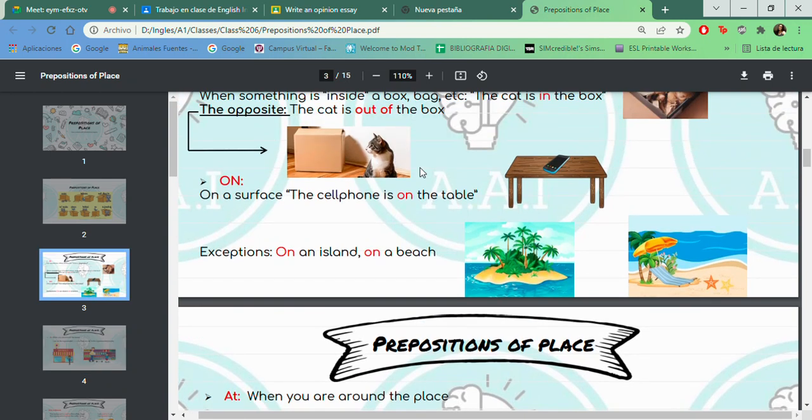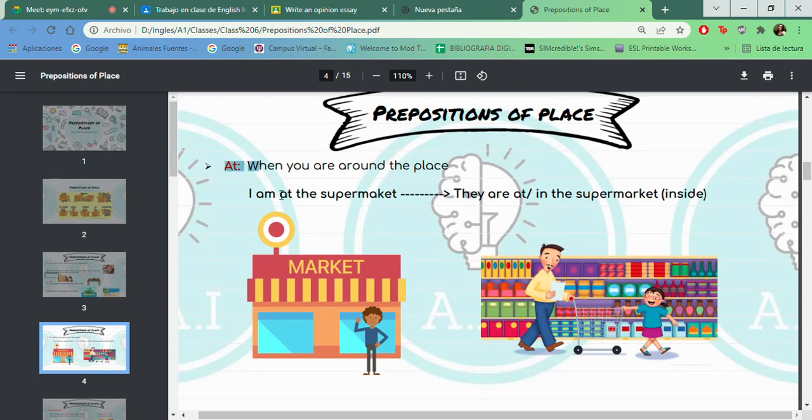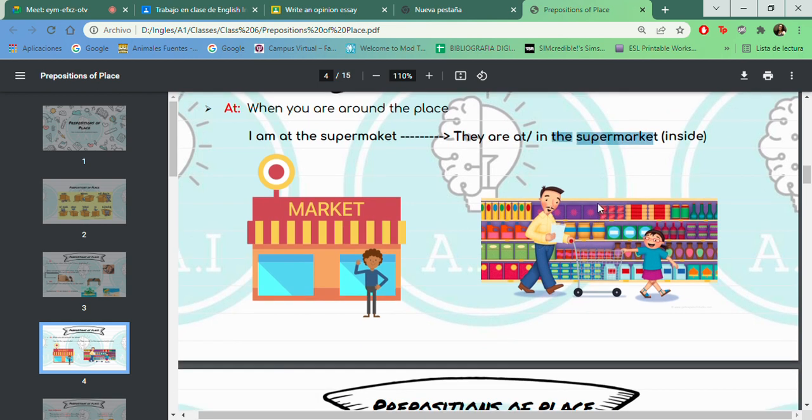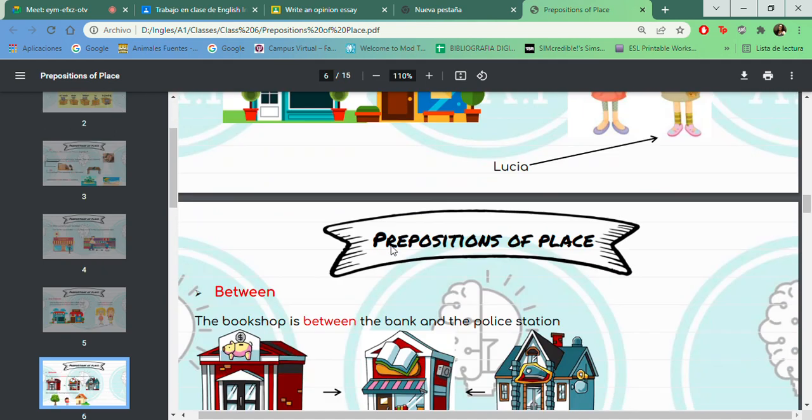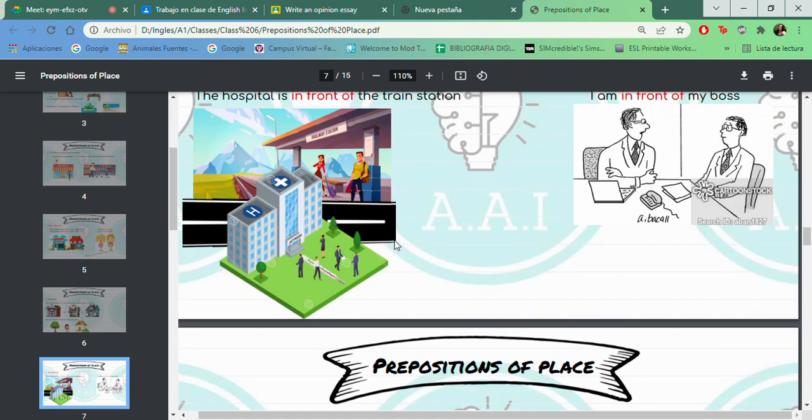Great. Then we have the preposition at. So when you are around the place, not really in the place, you can use at. But if you are inside the place, for example, here the class was about places in the city, you can use either at or in, okay? But if you're around this place, you need to say at. Yes, that would be the idea.